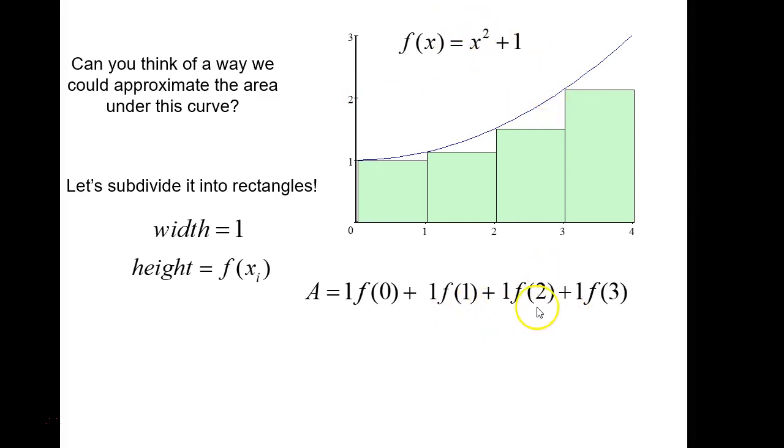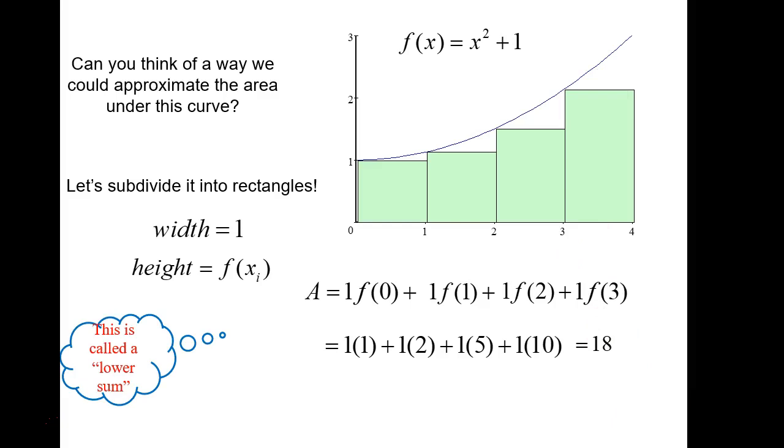What is f of 1? What is f of 2? What is f of 3 for this particular function? So if I substitute those values in, I get 1 for the first height, 2, 5, and 10. And then we crunch those numbers, we get an approximation of 18. Now, how good is this approximation? Well, I mean, it certainly under approximates it because you can see there's some space that we're not including under the graph. But it's an okay approximation.